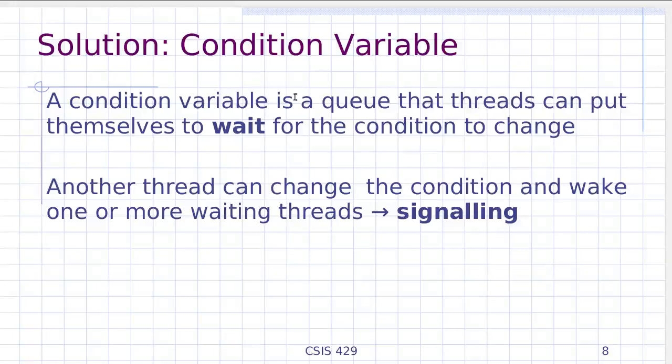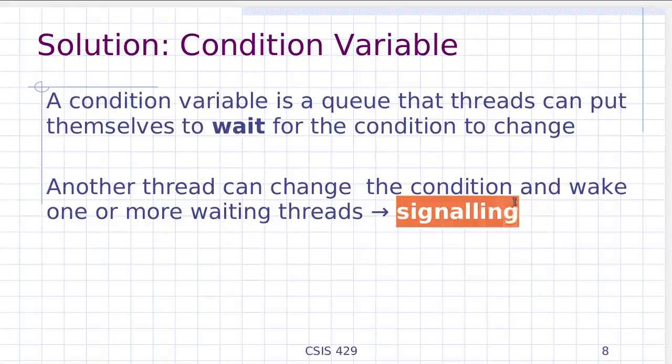Okay, so you have a variable. Let's just say it's an int, and there's a queue involved, and when you call the wait function, that's what we'll have here, you will end up going to sleep, and you get put on a queue so that eventually you do get woken up when there is some thread that does what's called a signal. So some other thread should be able to change the condition and wake one or more threads that are already waiting, and that's called signaling.